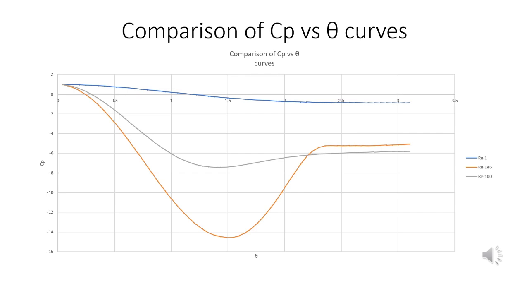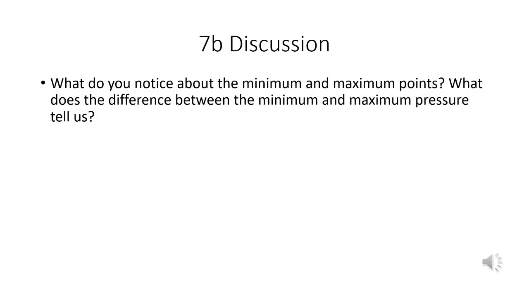The Cp value for the three curves started at mostly the same point. However, the maximum negative Cp value is different, with the Reynolds number 1 million case having the highest. The difference between the maximum and minimum Cp value is called delta Cp, and it represents the size of the wake region.